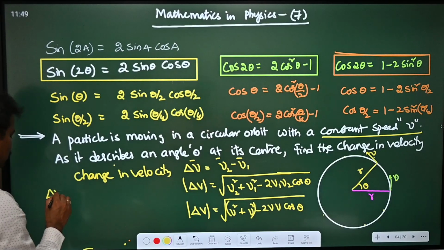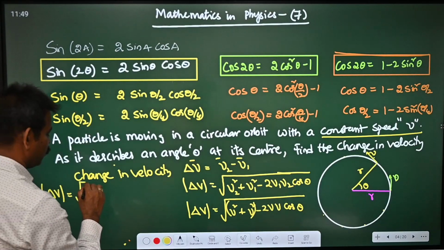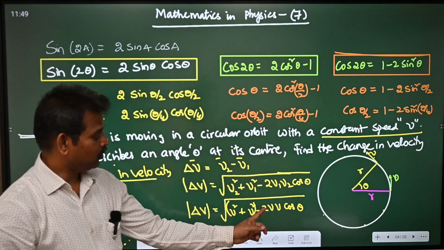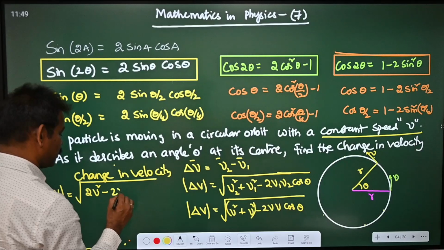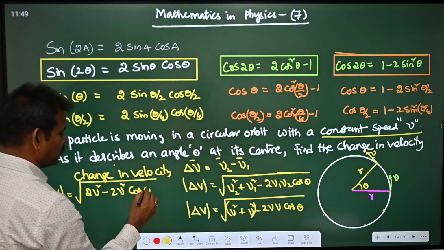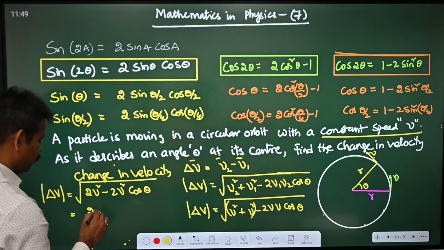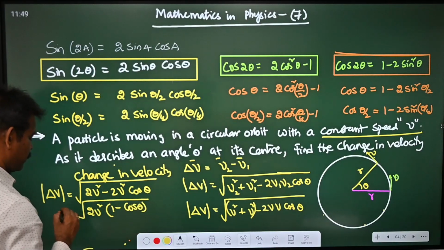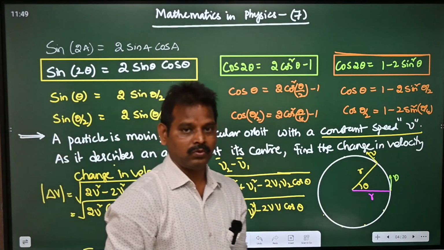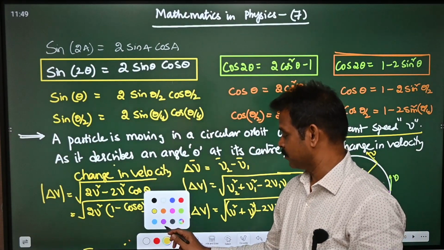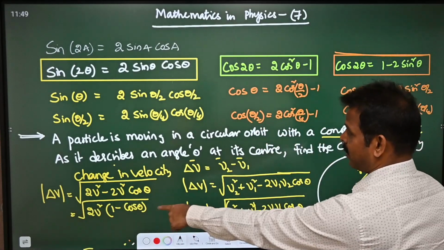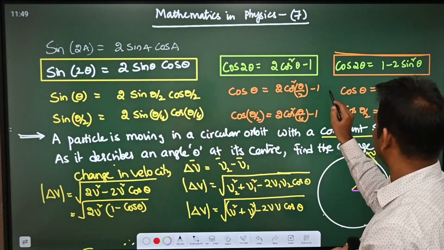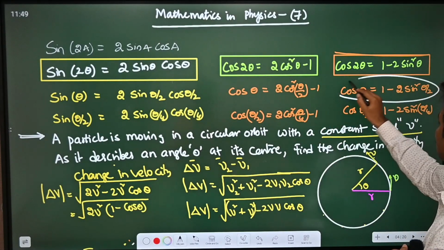And if you observe, v square plus v square becomes 2v square. So the change in velocity is given by root over 2v square minus 2 into v into v, which is also 2v square cos theta. And you can take 2v square common, 1 minus cos theta. Now we will see which formula can be applied to solve this problem further. So this is 1 minus cos theta. Where can we see 1 minus cos theta? Students, you can see this formula here.